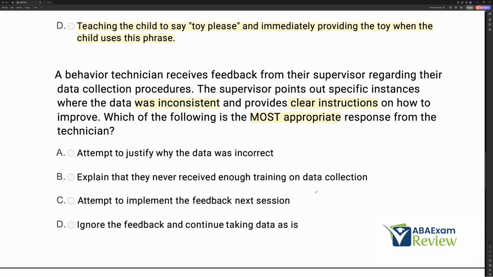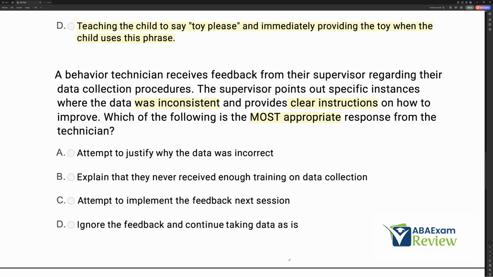B, explain that they never received enough training on data collection. That might be true, but if that is the case, if you don't receive enough training, you should have brought that up before the data became an issue. Because now the data are an issue, you should have brought up the training issue long before it's actually a problem. C, attempt to implement the feedback next session. Yep, exactly what we do. We take the feedback, we try to implement it to the best of our ability. We ask clarifying questions if needed.